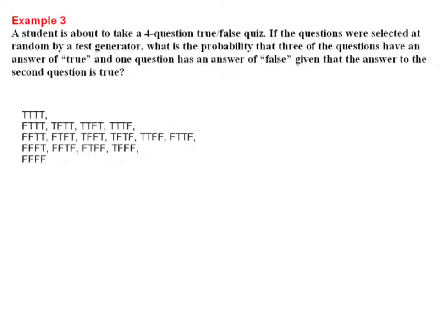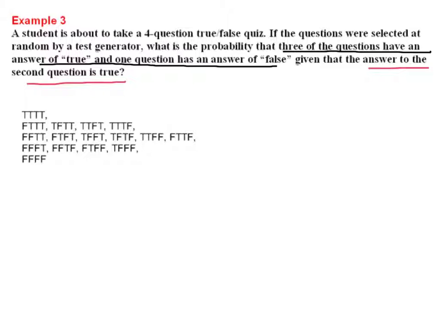For our next example, let's think about a student that is about to take a 4-question true-false quiz. If the questions were selected at random by a test generator, what is the probability that 3 of the questions have an answer of true and 1 having an answer of false? So 3 having an answer of true and 1 having an answer of false, that is condition A. Event B would be that the answer to the second question is true.